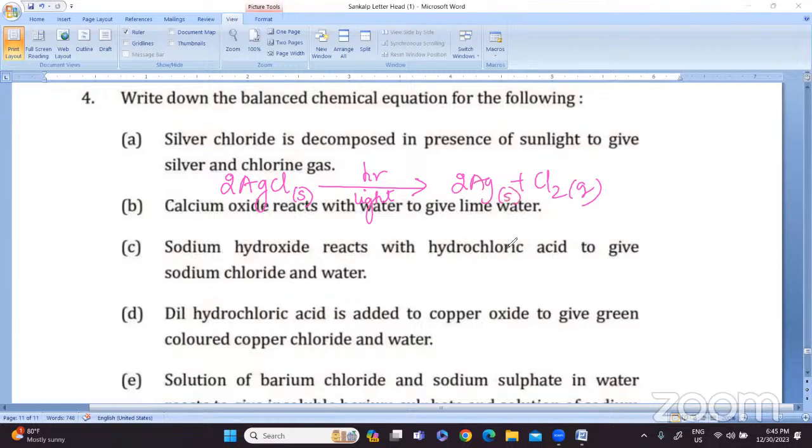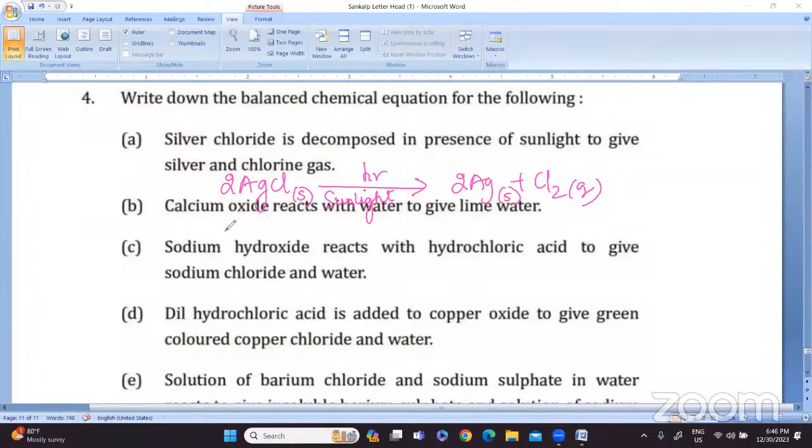So this will be solid. 2AgCl solid, giving you, in the presence of sunlight, you can write it as sunlight, Ag solid plus Cl2. Okay, so this is the first sentence. If you write the proper balanced equation, you'll get 1 mark.